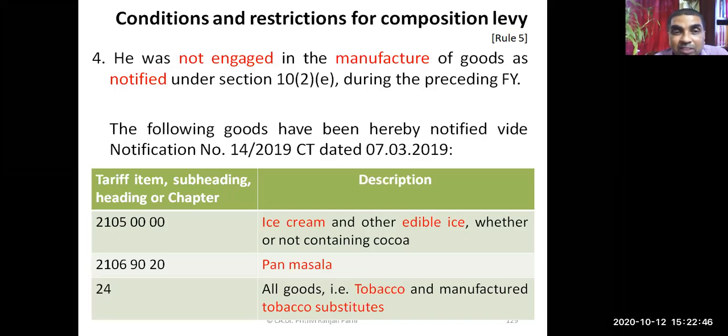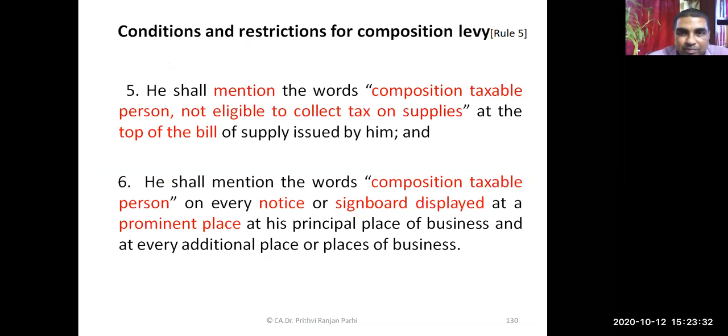One more condition is that he should not be engaged in manufacture of notified goods, and these are the notified goods. The tariff code is here, and you see these are the notified goods. If he's manufacturing these things, then composition scheme is not applicable to him. Ice cream, edible ice, whether or not containing cocoa, pan masala is another notified item. Then all goods, that is tobacco or tobacco substitutes. So all the goods of chapter 24, that is tobacco and tobacco substitutes, are also notified goods. So composition scheme is not applicable to manufacturers of these goods, right?